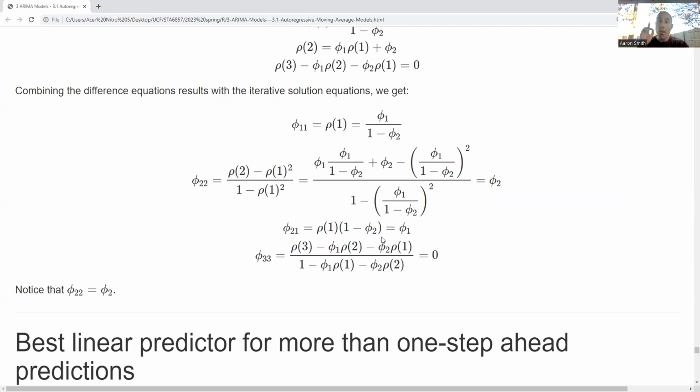That works out great. But wait, there's more. We see that the higher subscript values are going to be equal to 0 because I have an AR2 process. So they just cut off and I don't have to worry about them. This is awesome. This is great. And notice that phi22 is equal to our second coefficient.